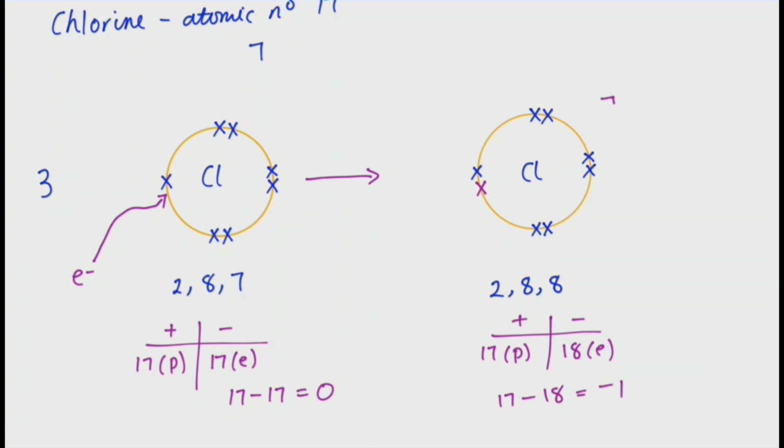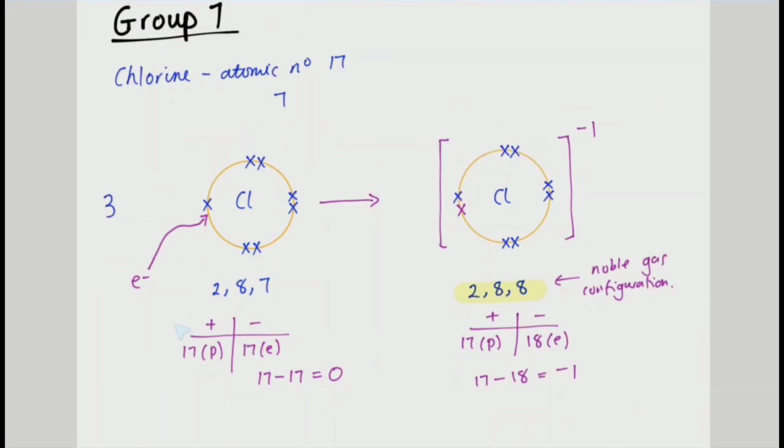So this charged particle is known as an ion because it's charged, and it will have a -1 charge, which you draw in square brackets like this and put the charge in the top right hand corner. Now the electronic configuration is that of the noble gas argon, which means it's stable and unreactive. So to recap, an electron has been donated to the chlorine atom to form the chloride ion.